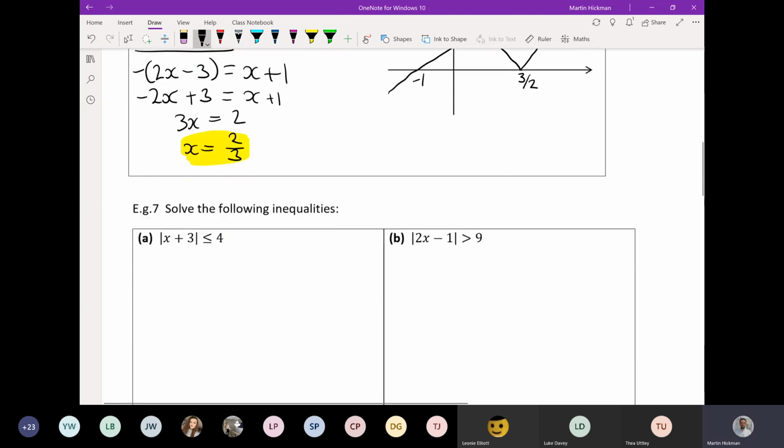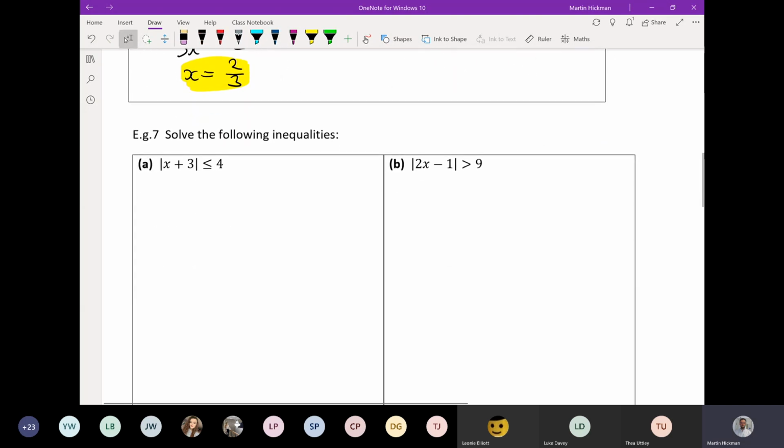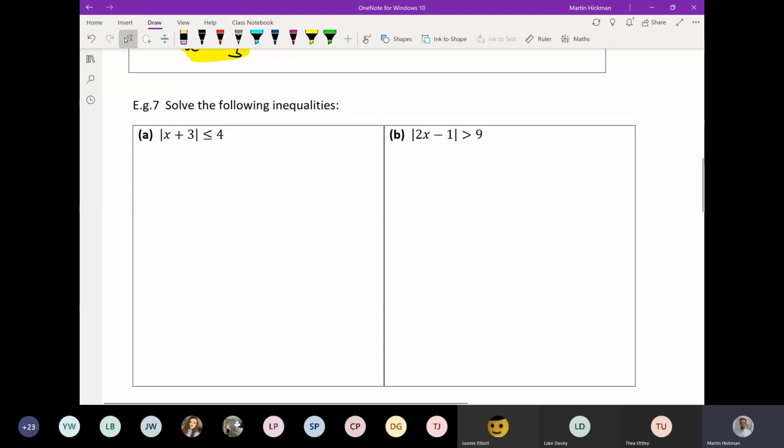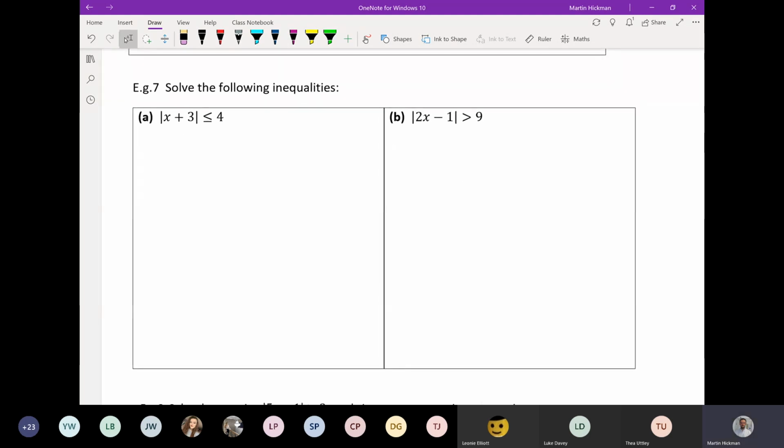Right, on to example 7 then. So now we're going to do this with some inequalities, and this is definitely where you need to do the sketches. I mean, okay, you needed to do the sketches before, but you definitely need to do it here. So next one, we've got modulus of x plus 3 is less than or equal to 4. So, of course, I'm going to do my sketch first.